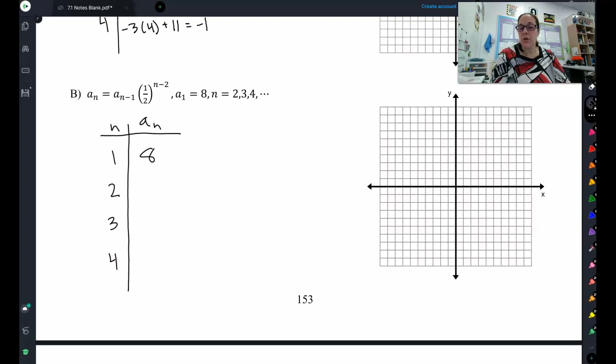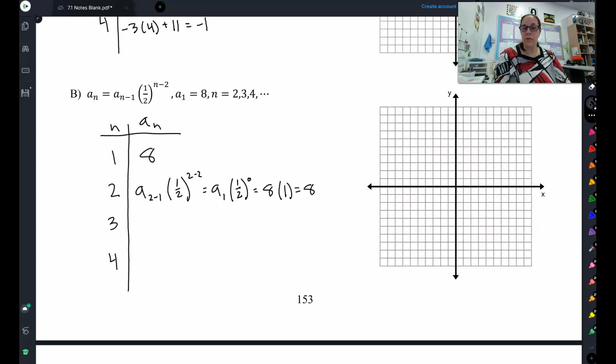Now, for 2, I'm going to plug 2 in for all my n's. So I have a (2 minus 1), plug 2 in for the n, (1/2) to the (2 minus 2), plug 2 in for the n. And now I'm going to simplify. So this is 2 minus 1 is 1, times 1/2 to the 0. Now this is the answer for a sub 1. I know that a sub 1 is 8, so I can plug that in. And 1/2 to the 0 is 1, so that's going to be 8.